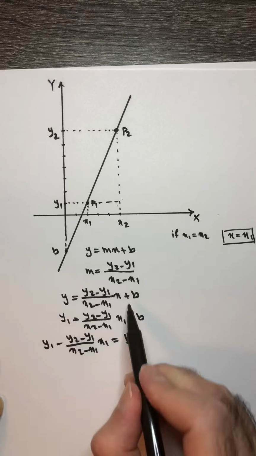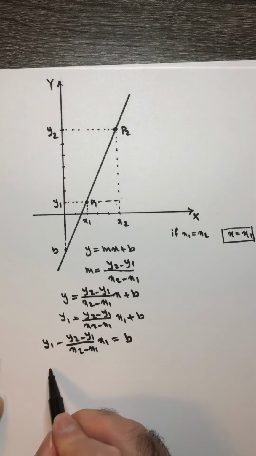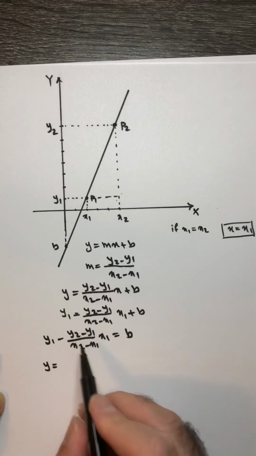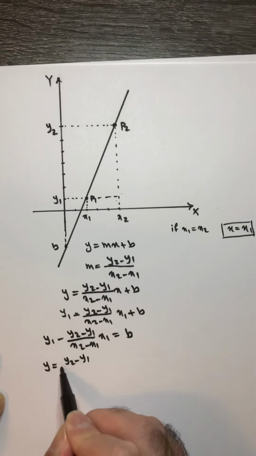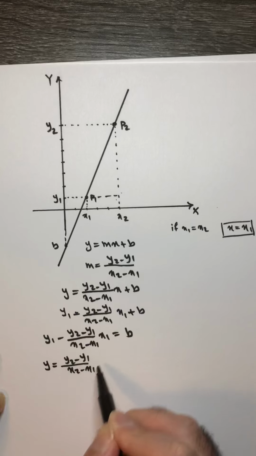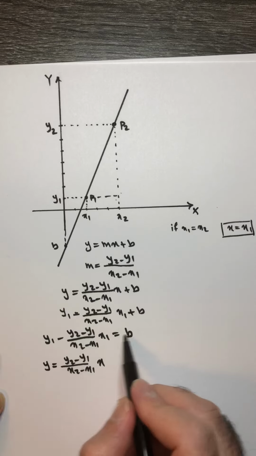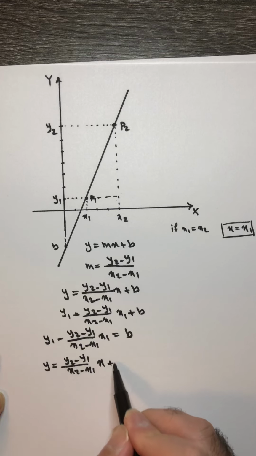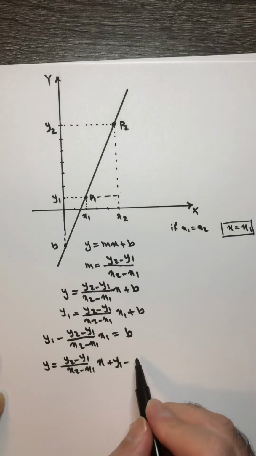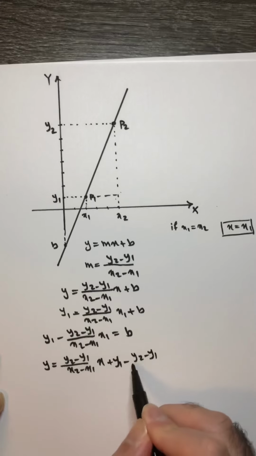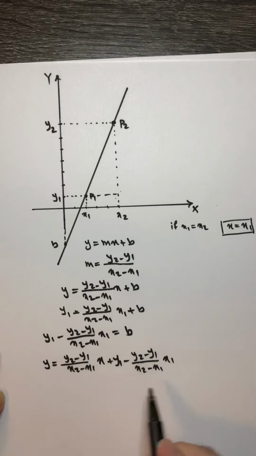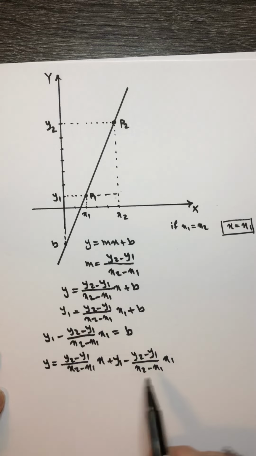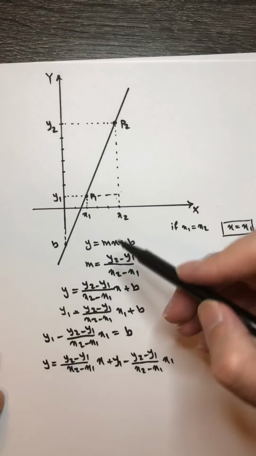Then we just insert b into this equation, and we have y equals, this is mx, so y2 minus y1 over x2 minus x1 multiplied by x, plus b. What is b? b is this part. So plus y1 minus y2 minus y1 over x2 minus x1 multiplied by x1. So this is the equation of this line. But are we done? Not completely. We need to check that we have not made any mistake in our calculations.